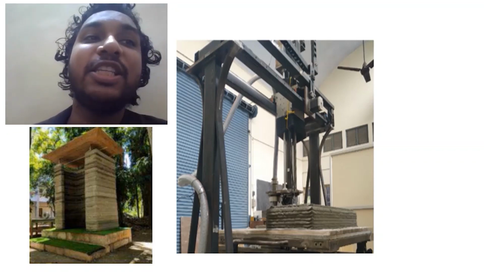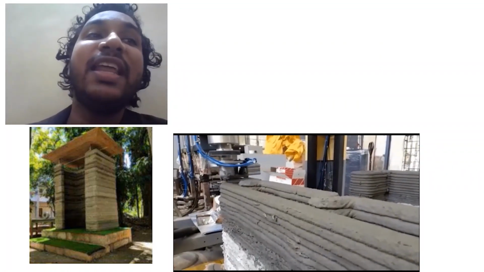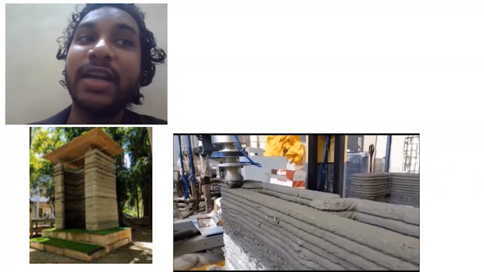So what happens in this printing? It's extrusion-based printing. In this you see layer by layer deposition, and that's all that happens here. We'll discuss further. So we are standing in front of a 3D printed structure which is claimed to be India's first 3D printed structure, on our own campus at IIT Madras.